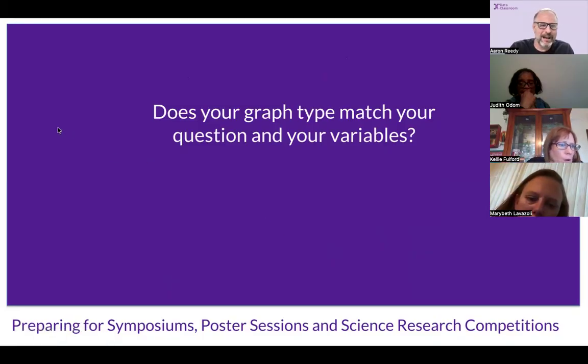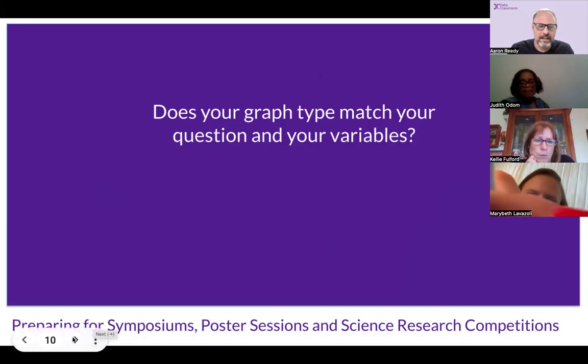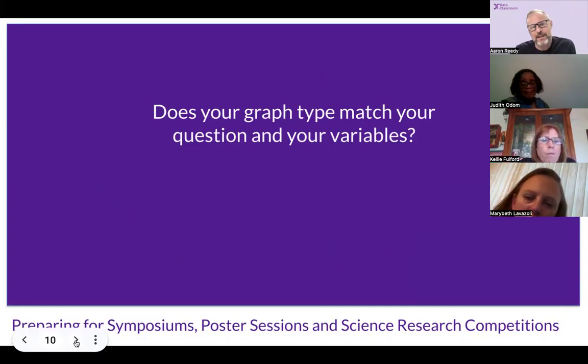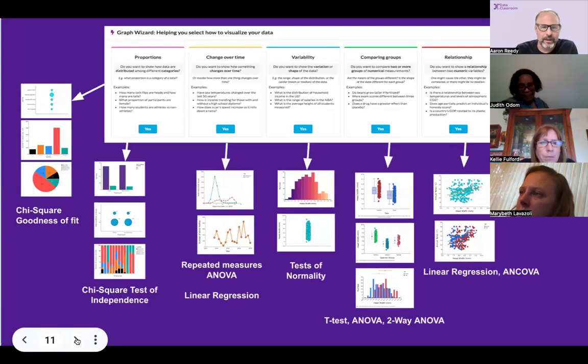Okay. Does your graph type match your question and your variables? This is an important question to ask. To illustrate what I mean by this, if I could get my next slide. I always say that question determines graph type, and graph type determines statistics. So your choice of question and variables are really, really important.